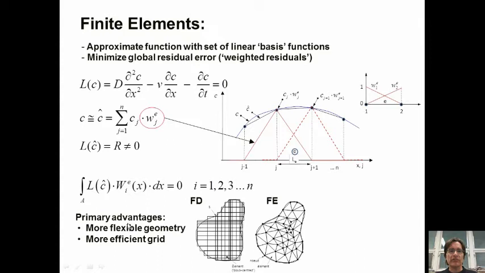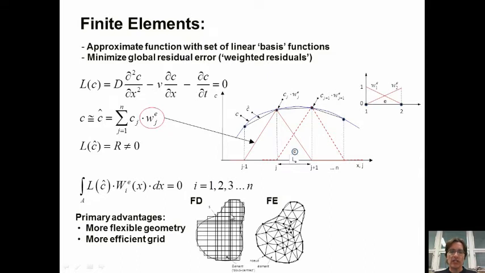The primary advantage of finite elements versus finite difference is with regard to the geometry. We have much more flexible geometry with a finite element solution, as shown here. We can define our boundaries much better. In finite difference, you have these step functions in our grid. And it gives us a more efficient grid.